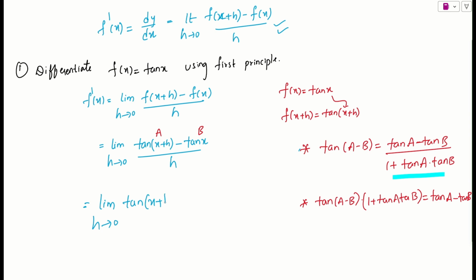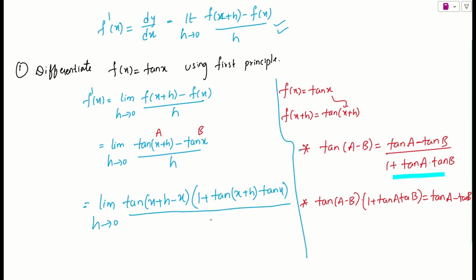What is a? x plus h. Minus b is what? x, right? Into 1 plus tan of a into tan b, where a is x plus h, and b is x. Up to here I think you understood, right? So these are the calculations, like formulas. I'll be writing on the right side of this line, okay? I think up to here you have no doubts, right?